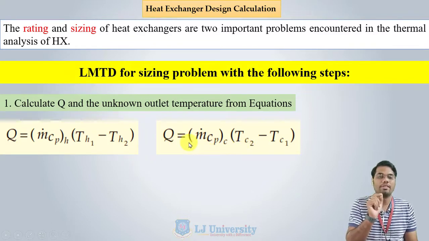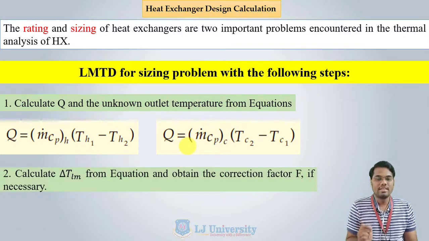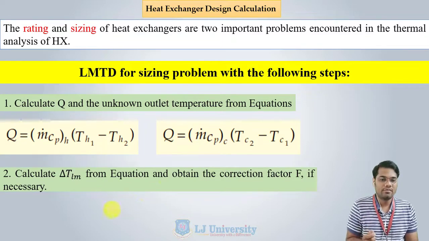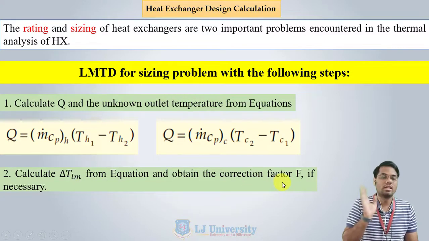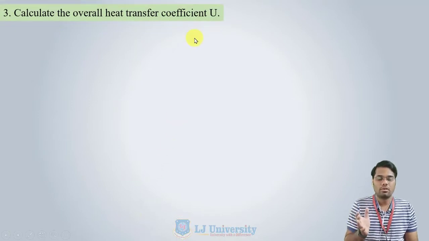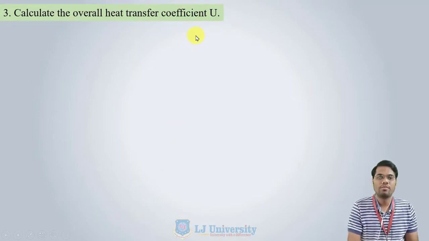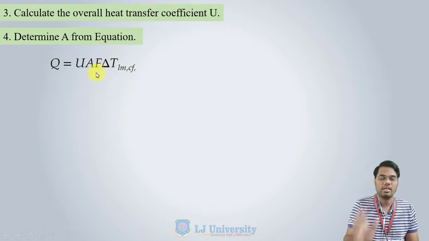So the first step for the LMTD method is to know the required heat transfer rate for the required outlet temperature. The second step is to calculate the required logarithmic mean temperature difference, and if the arrangement is a cross flow heat exchanger, then we also have to calculate the correction factor F if necessary. By using this equation, we will get the value of the logarithmic mean temperature difference. Now the third step is to calculate the overall heat transfer coefficient, which is generally already given, and the last step is to find the A.